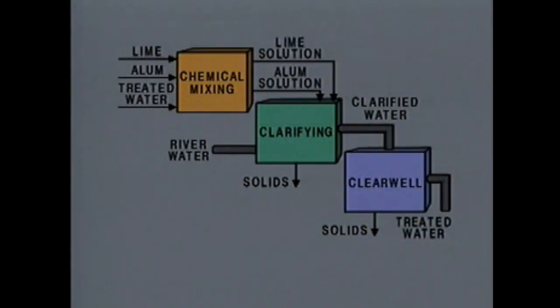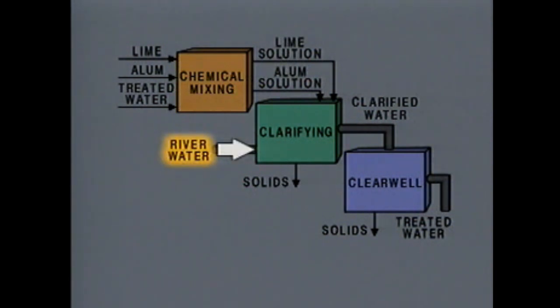This is a block diagram of the water treatment system. The system consists of a chemical mixing section, a clarifying section, and a clear well section. The inputs to the chemical mixing section are lime, alum, and treated water. This section produces an alum solution and a lime solution. The two solutions are sent to the clarifying section.